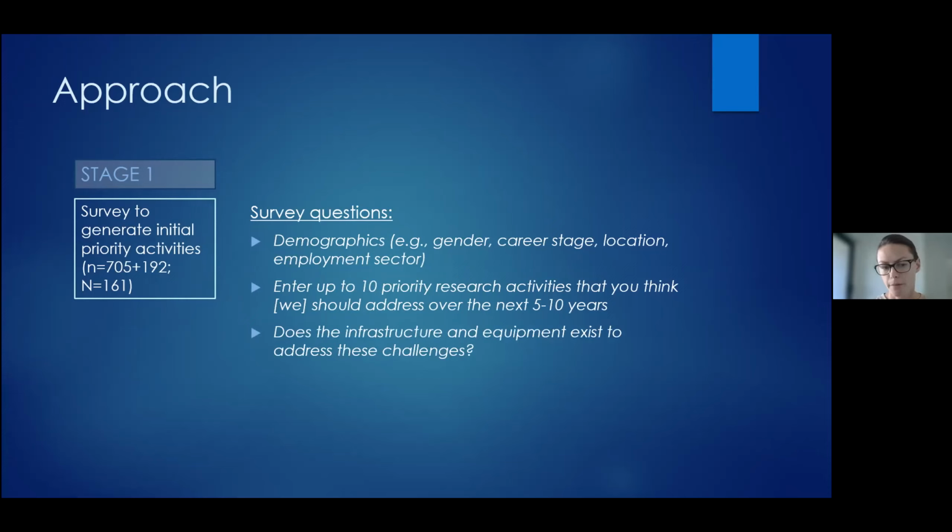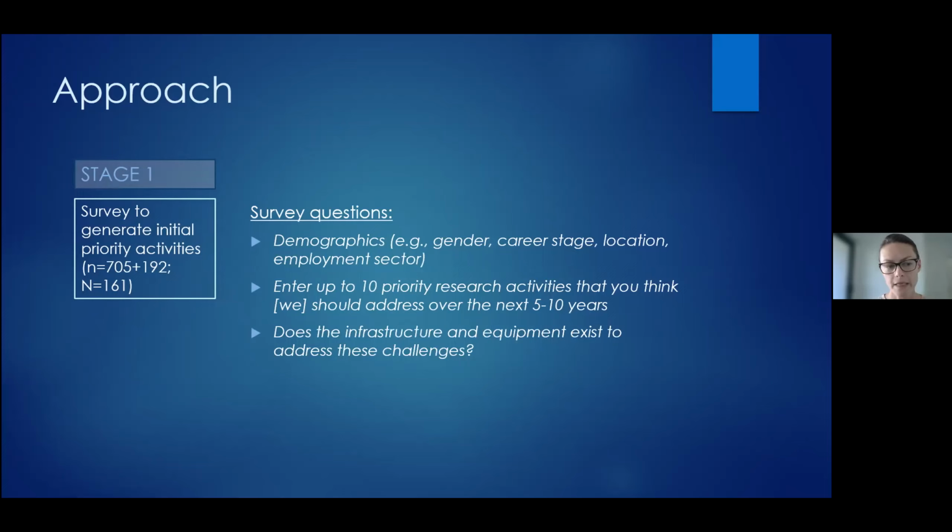And then the third main question we asked people was, does the infrastructure and equipment exist to address these challenges? So it's all well and good to say we need to understand how a surf zone bar moves during a storm. And you say, well, that's well and good, but unless we can identify where the bar is, and have more continuous morphological measurements through the surf zone, through the storm, which we can't currently do, we can't actually address that challenge. So that's what that third question is trying to get at.